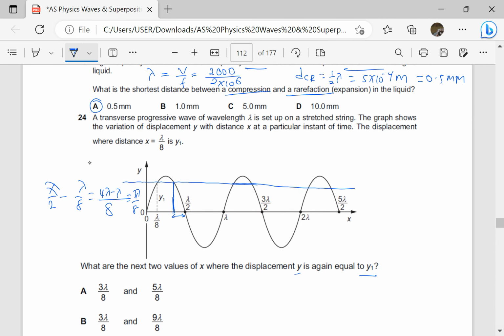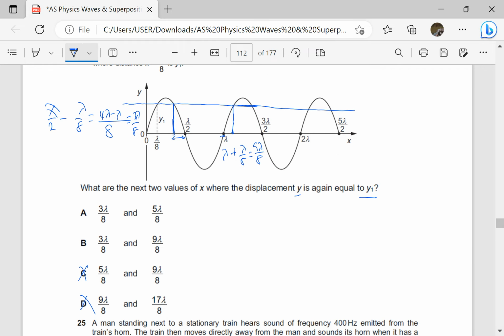Then the next one should be here. That means on the wavelength, I'm going to add lambda over 8. So the wavelength plus lambda over 8. LCM is 8, that is 8 lambda plus lambda, which is 9 lambda over 8. So our answer is going to be B.